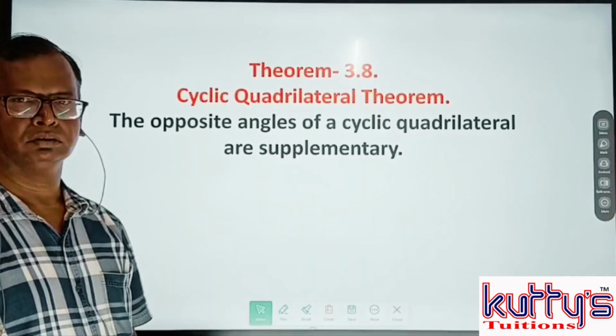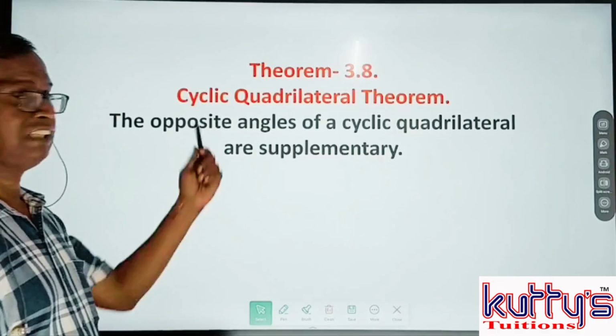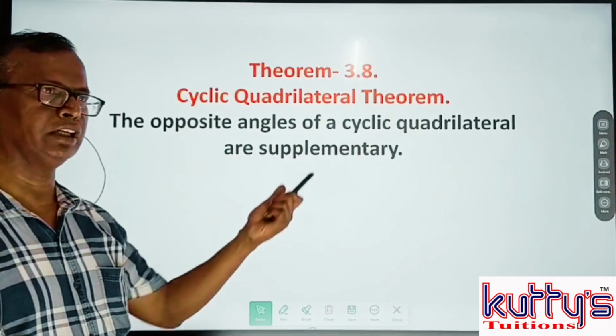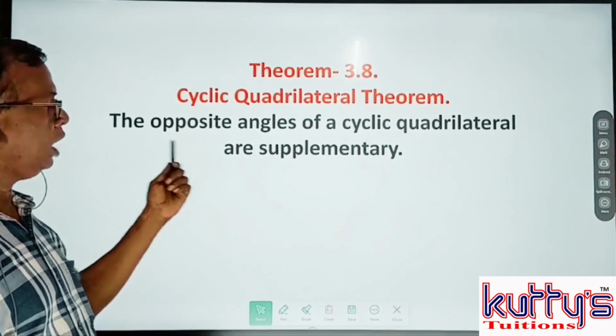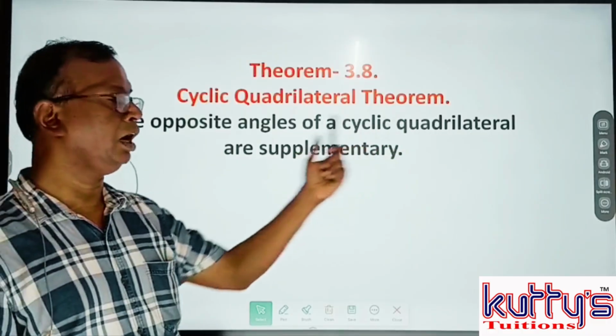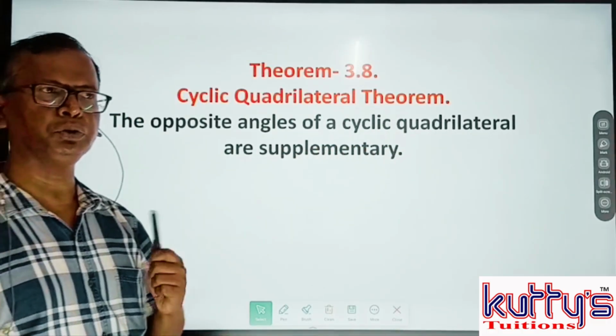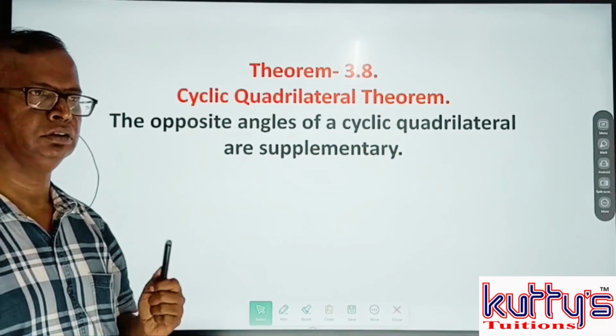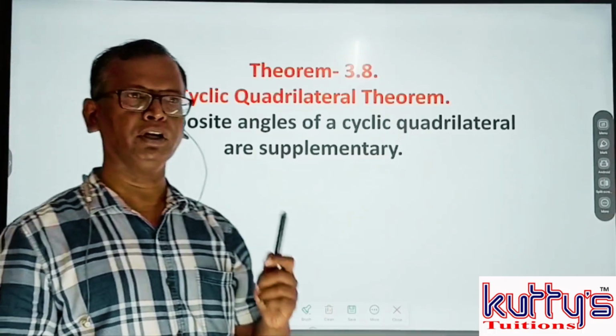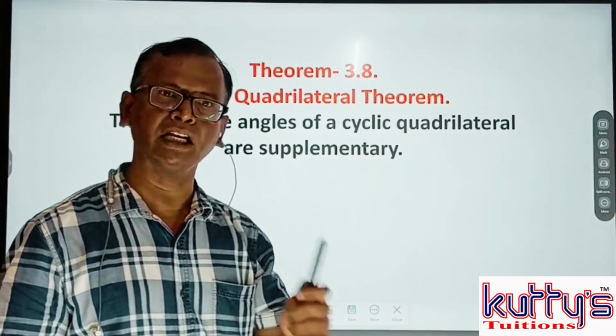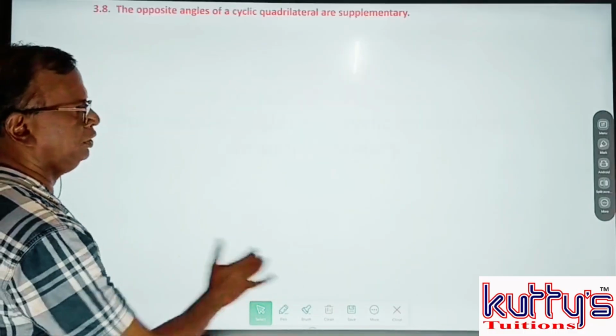The fifth theorem, cyclic quadrilateral theorem. What is a cyclic quadrilateral? Very important theorem also. The opposite angles of a cyclic quadrilateral are supplementary. Now students, we should know the meaning of cyclic quadrilateral. A quadrilateral whose vertices all touch the circle is called a cyclic quadrilateral, right? So this is your diagram.